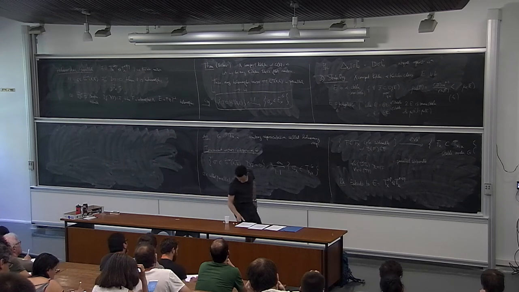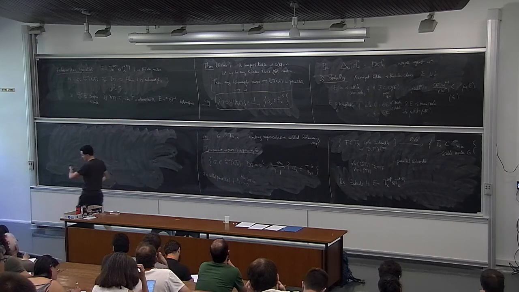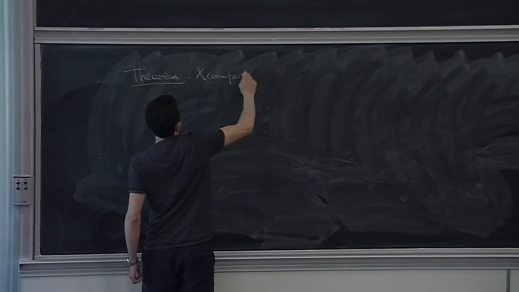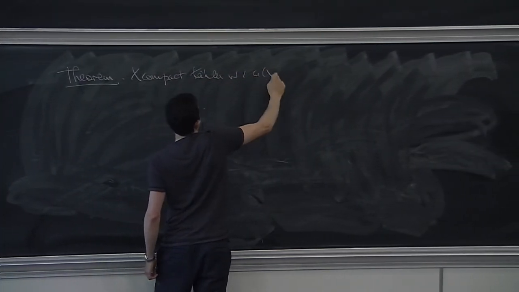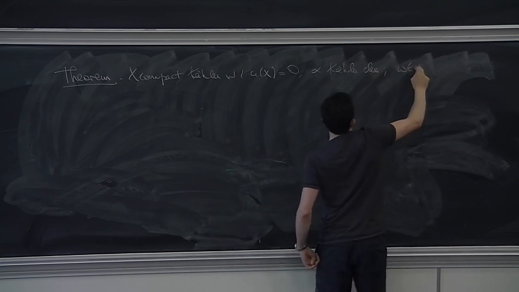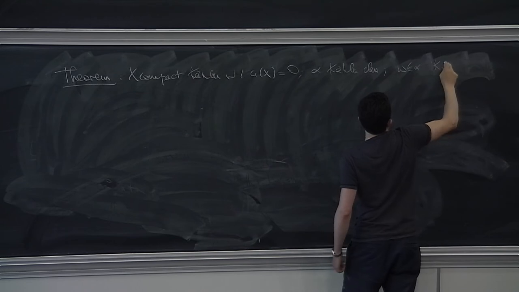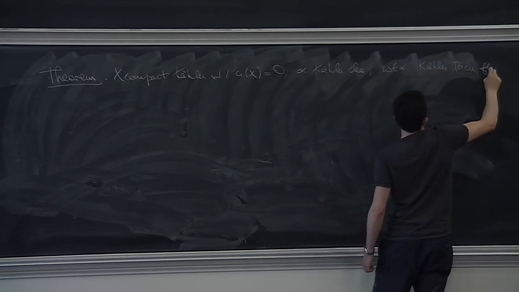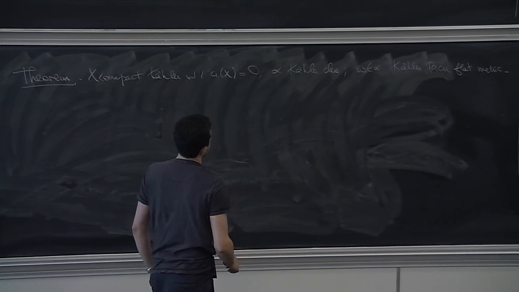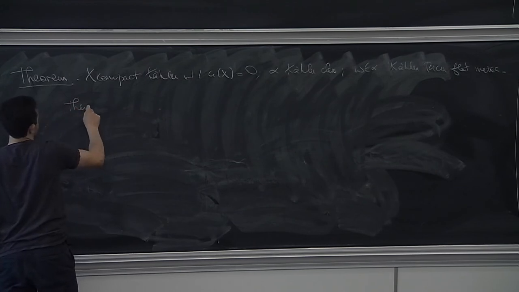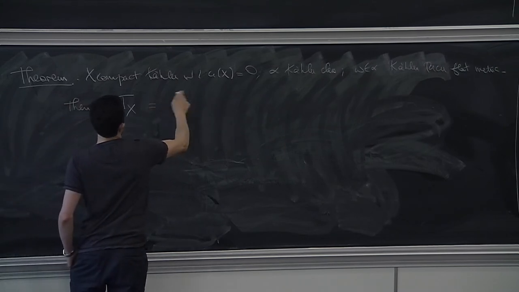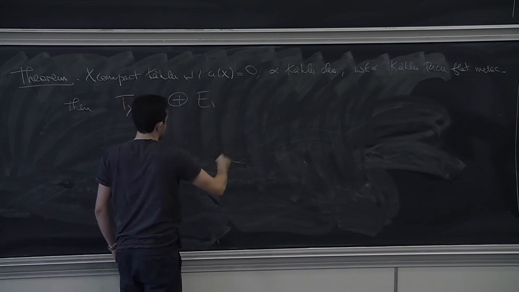Okay, so let me check that I'm not missing anything. Yes, so the theorem is the following. Let X be compact Kähler with C1 of X equal to 0, alpha a Kähler class, and omega in alpha the Ricci flat metric given by Yau's theorem. Then TX can be decomposed as a sum. I write it with TX, but any tensor power of TX would do the same job. So TX is polystable with respect to alpha.